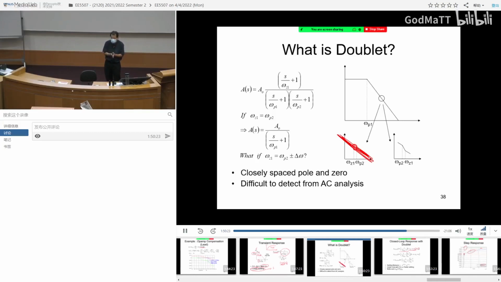It's still there. If it is not fully cancelled and it's still there, and these two are so close, this is what we call a doublet. It doesn't matter whether it's this case or this case. These are all doublets.